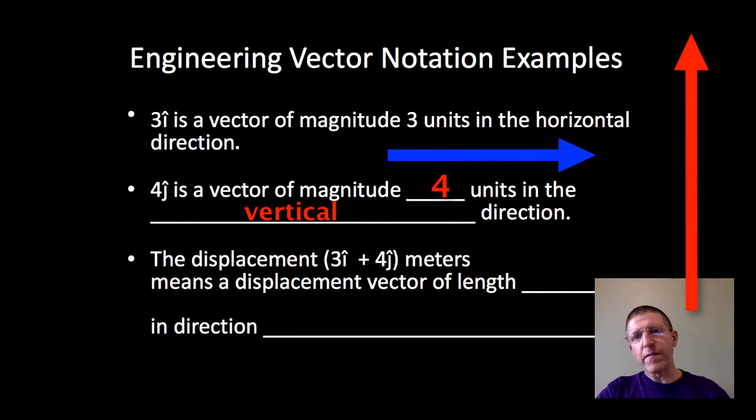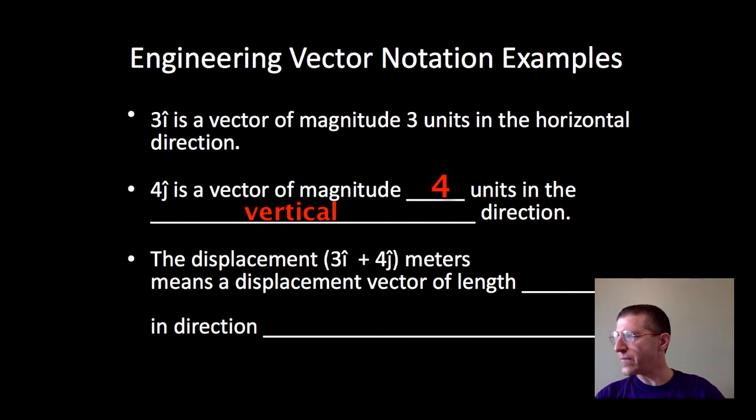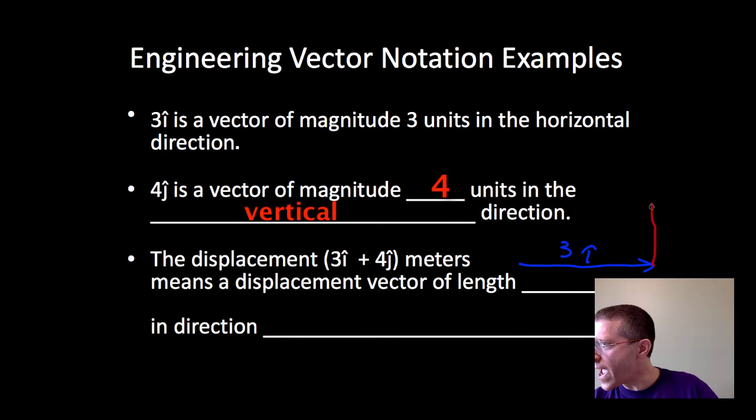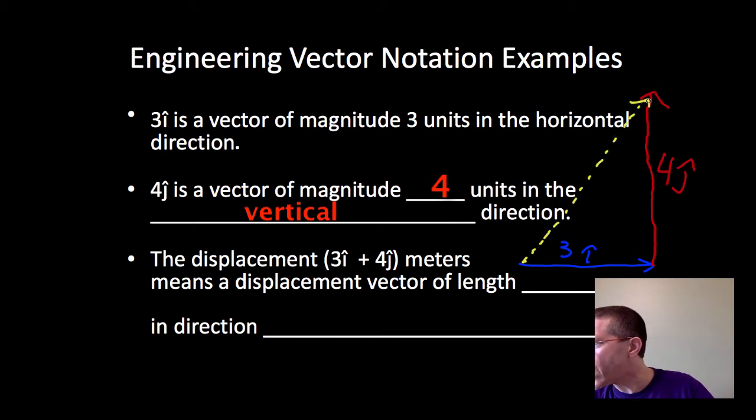Now, this means if we extend this, when we're adding 3I hat and 4j hat, we're not just adding 3 and 4. The answer is not 7. We are adding 2 vectors, 3I hat and 4j hat. So this would be something like this. Here's our 3I hat vector that we had before. And then we add to that 4j hat, which is something like that. When we add those 2 vectors, we've got to add them vectorially. So here is our resultant vector right there.